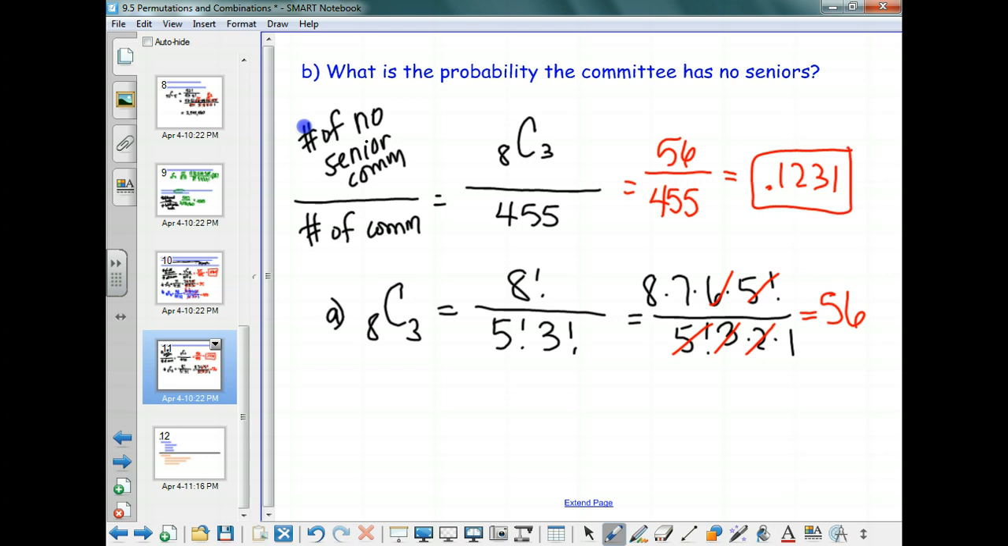0.1231. So it is slightly more likely to have no seniors on the committee than it is to have all seniors on the committee, right? But it's still not very likely. I mean, that's a 12% chance. Most likely we're going to have at least one senior on there. We're going to have some combination of these things.